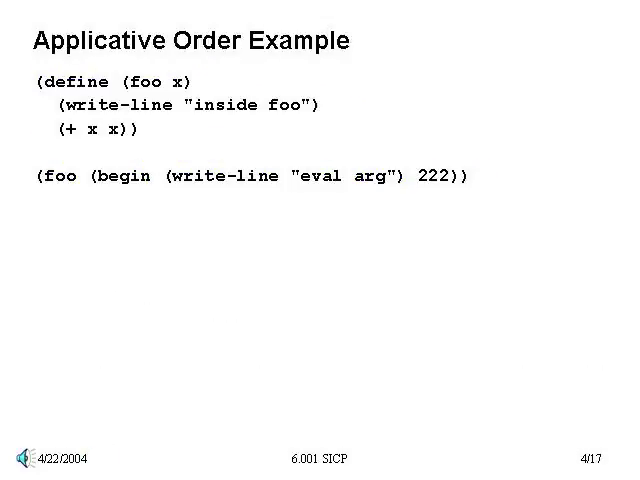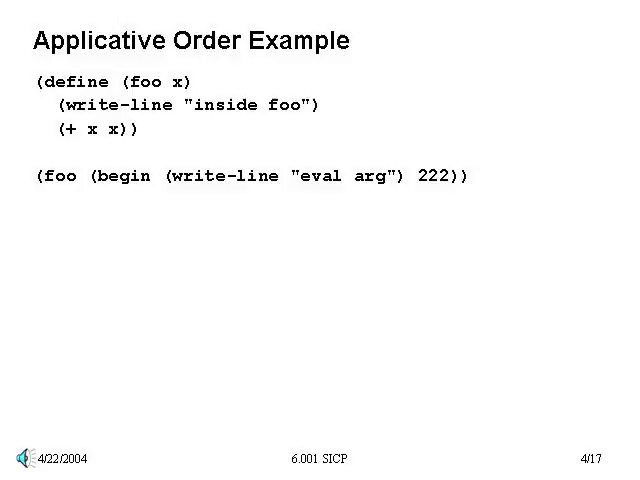To visualize the difference between these two kinds of evaluations, let's look at an example. Here's an example using applicative order, meaning the normal kind of Scheme thing. Let's define foo to be a procedure of one argument x, and inside the body we'll write out a particular expression to tell us we're inside of foo, and then we'll add x to x. And let's see what happens if we call foo with an argument that has a sequence of things. The argument says, write out the fact that I'm evaluating the argument, and then return the value 222.